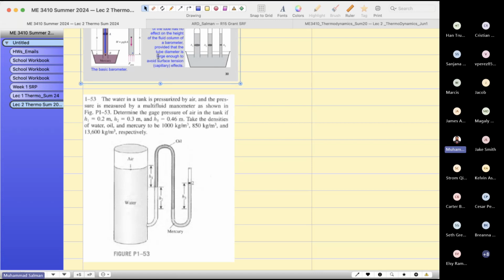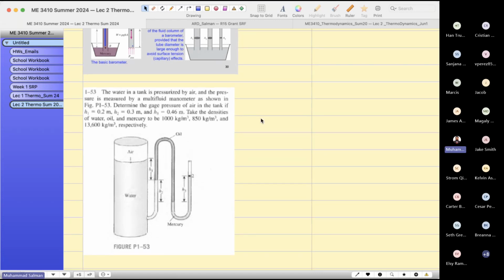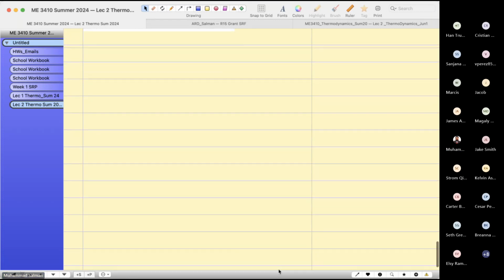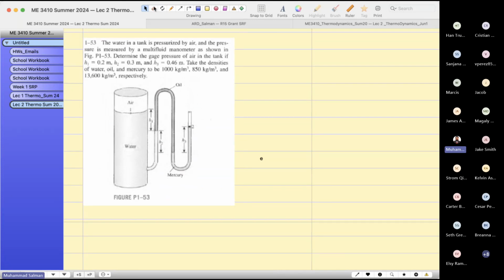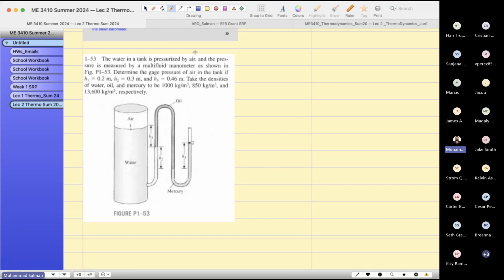Now, in this case, it is given, this is our book. Sorry, this is our question at the end of the chapter. Let us solve this problem. The water in the tank is pressurized by air. So this is water. It is being pushed downward by the air pressure.